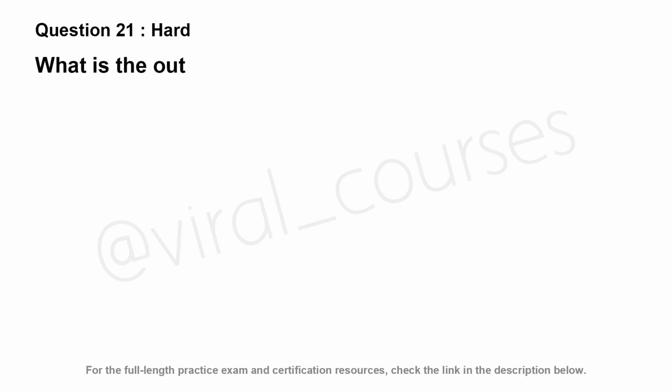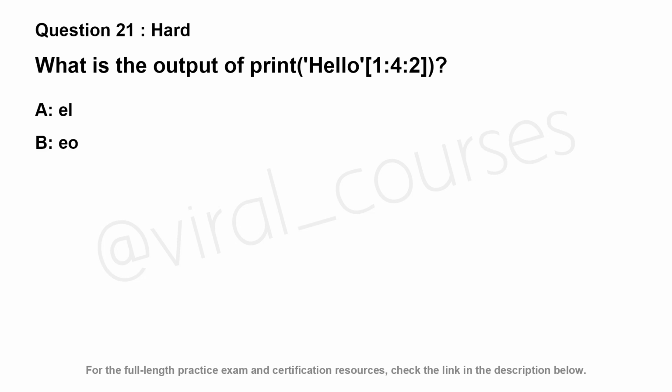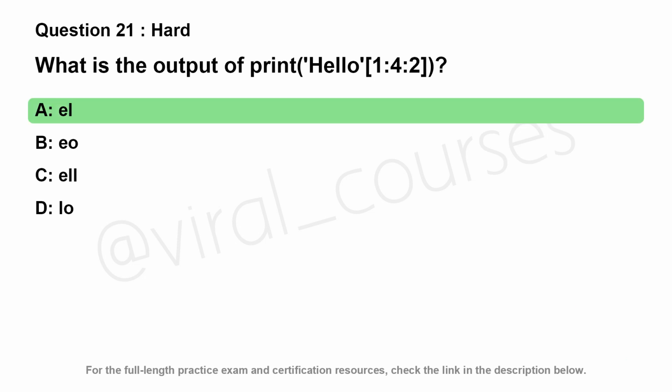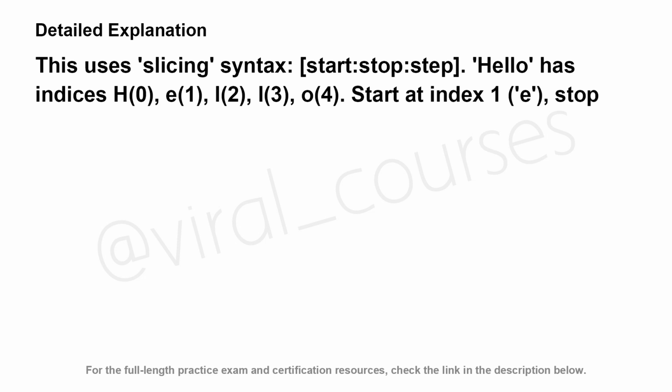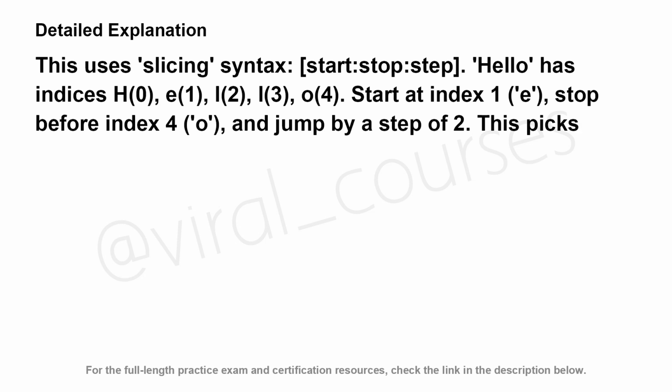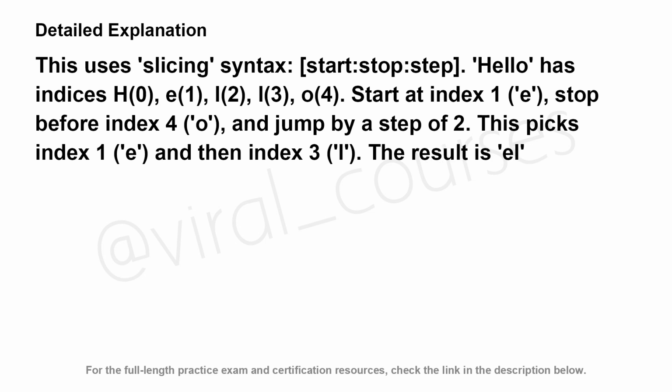What is the output of print("hello"[1:4:2])? Option A, "l". Option B, "eo". Option C, "el". Option D, "low". The correct answer is A. This uses slicing syntax: start, stop, step. Hello has indices H 0, E 1, L 2, L 3, O 4. Start at index 1, E. Stop before index 4, O. And jump by a step of 2. This picks index 1, E, and then index 3, L. The result is "el".